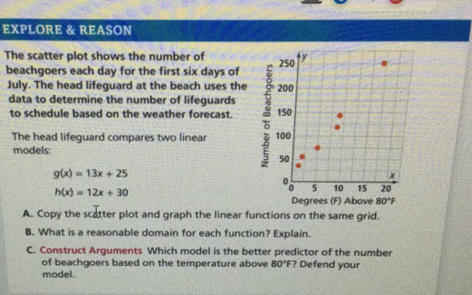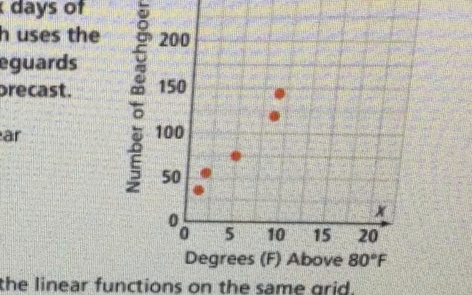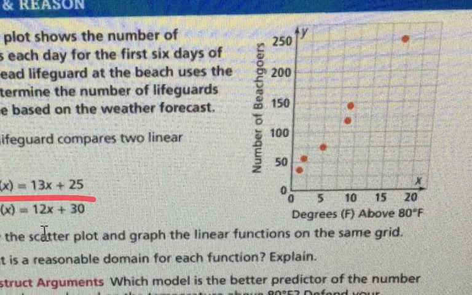That's going to be kind of hard for us to do, to write that scatter plot down. So let's just watch me work through this, graphing those two lines. So the first one, g of x equals 13x plus 25. I'm going to graph that one in red. Okay, so if I look here, 13x plus 25.